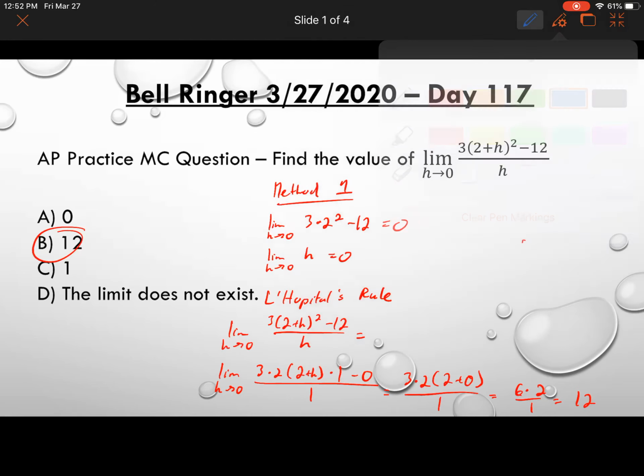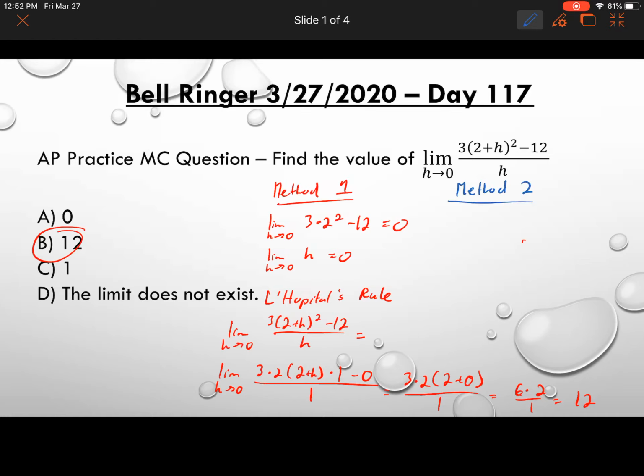But I'm going to go over another method, which is the limit definition of a derivative. If you recall the limit definition of a derivative, to find the derivative at a certain x value, we take the limit as h goes to 0 of f of c plus h minus f of c all over h. Okay? So, well, it looks like we have some characteristics that match up with this definition.